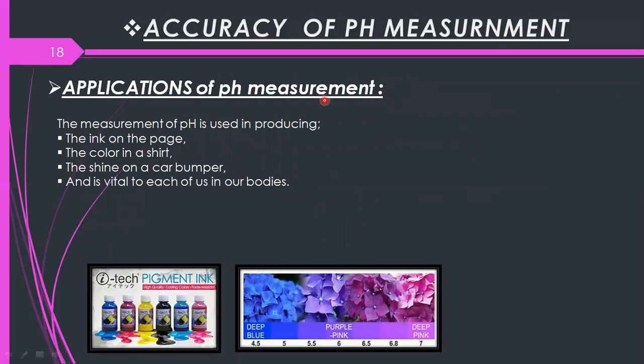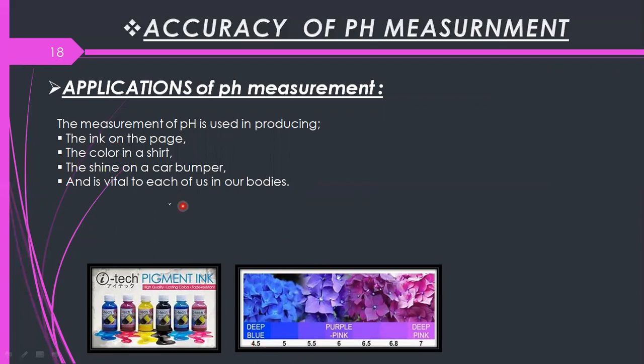Applications of pH measurement. The measurement of pH is used in producing the ink on the page, the color in a shirt. We can develop the color of our desire. For example, from this figure we can see if the pH is 6, its color is purple pink. But if we want a deep pink color, we will increase its pH value. And if we want a deep blue color, we will decrease its pH value to 4.5 units.